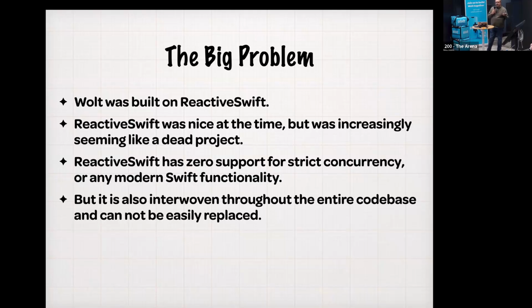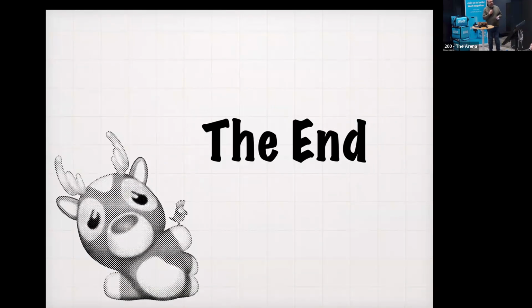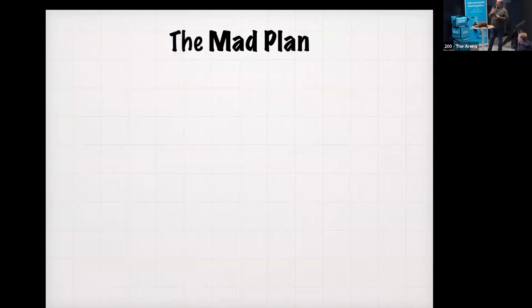And as I said, reactive Swift doesn't really support strict concurrency, so we're blocked. We can't migrate to Swift 6. That's the end of the presentation. Thank you. Well, not quite. Instead, we need some kind of plan to deal with this. There's a slight spoiler there. It's a slightly mad plan.